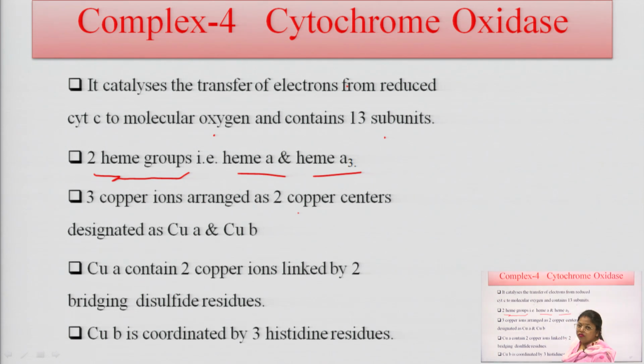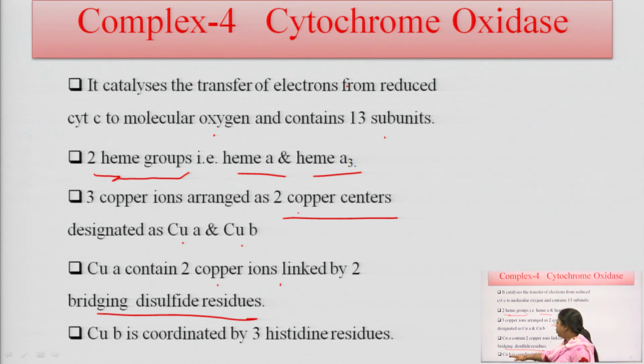The copper ions present in this complex are arranged into 2 copper centers designated copper A and copper B. Copper A contains 2 copper ions linked with bridging disulfide residues, and copper B is coordinated with 3 different histidine residues.